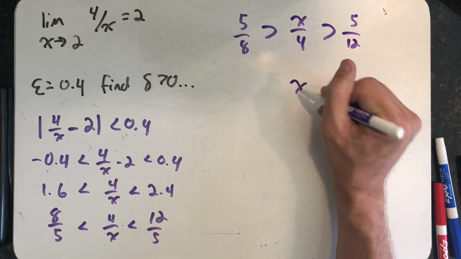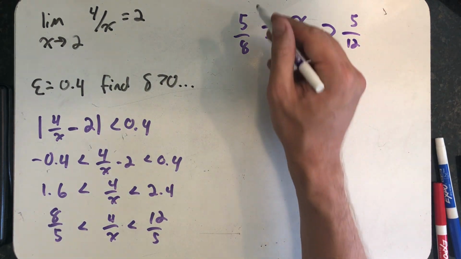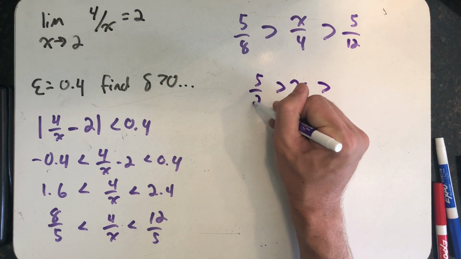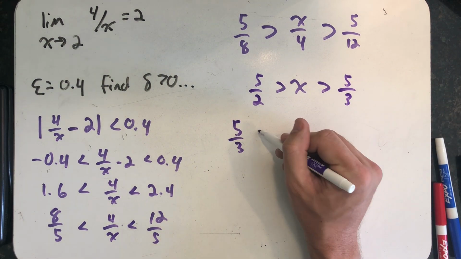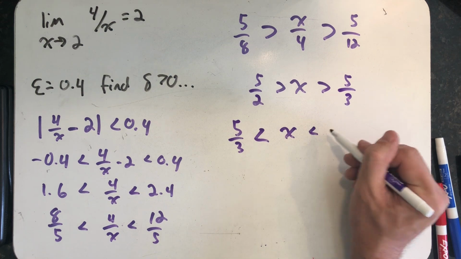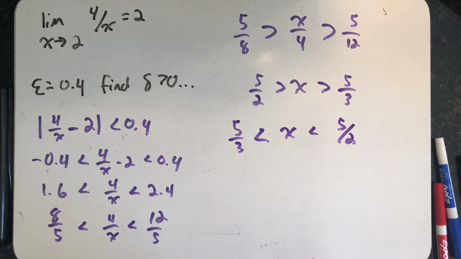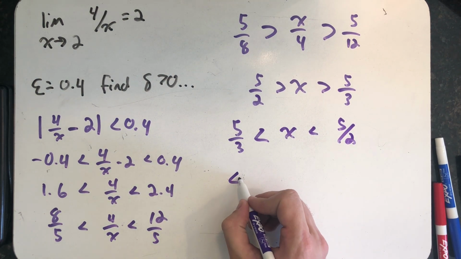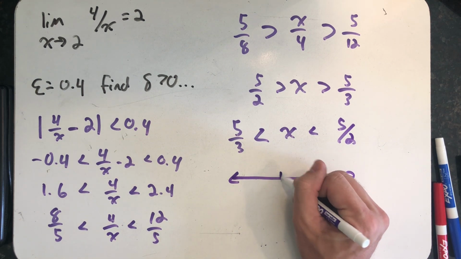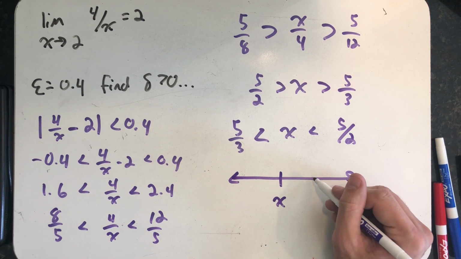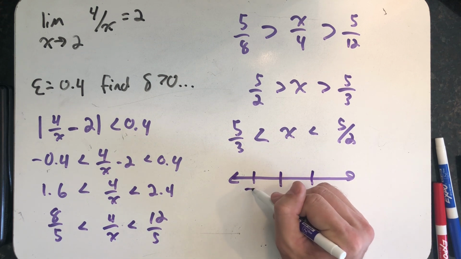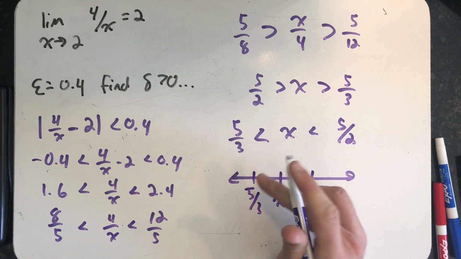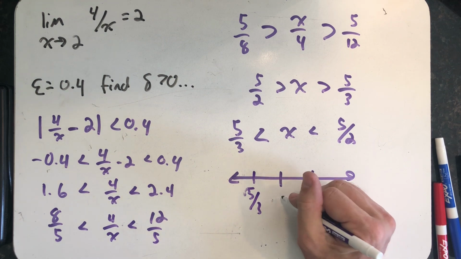Now I can just multiply everything by 4. All right, I always like reading inequalities from left to right. So 5/3 is less than x is less than 5 over 2. That's my interval on the x-axis. X has to be between 5/3 and 5/2. Excuse me, I should put 2 in the middle there.